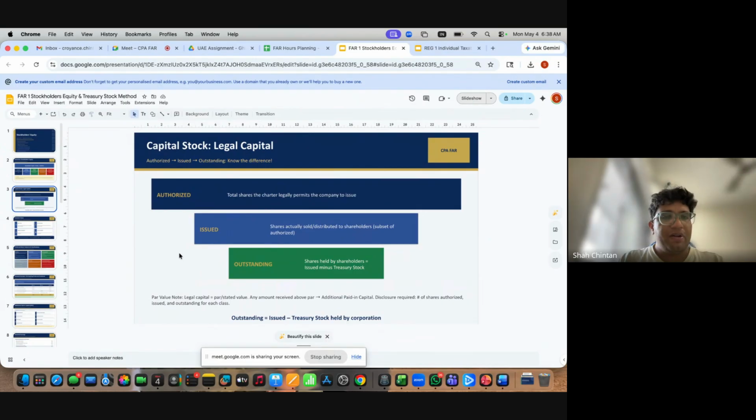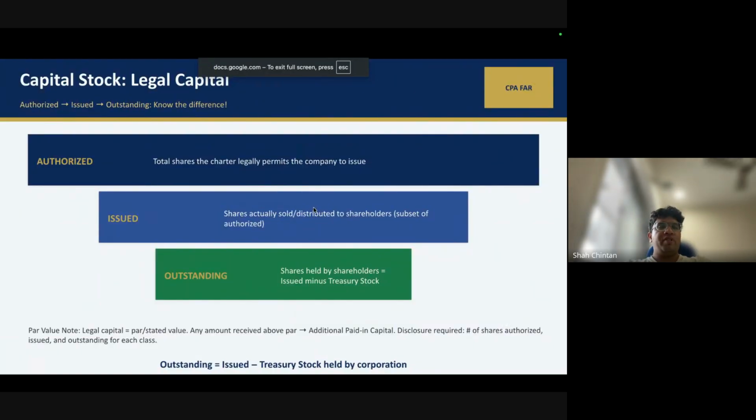Let's understand a little bit more about capital stock. So what is capital stock? These are the common stock. These are the key things. These are the owners of the corporation. Now you can have authorized shares, you can have issued shares, and you have outstanding shares.